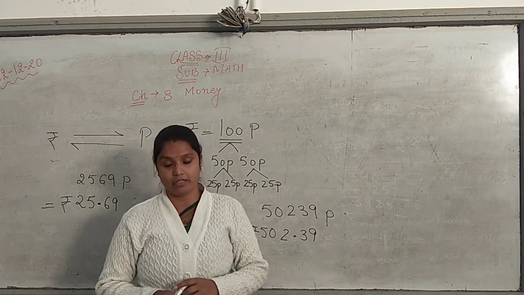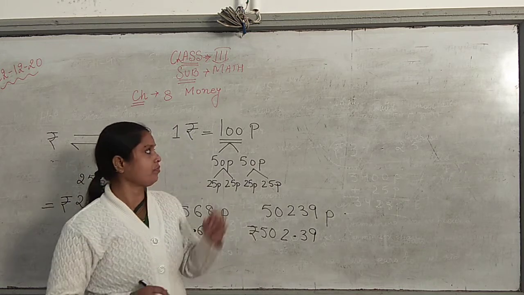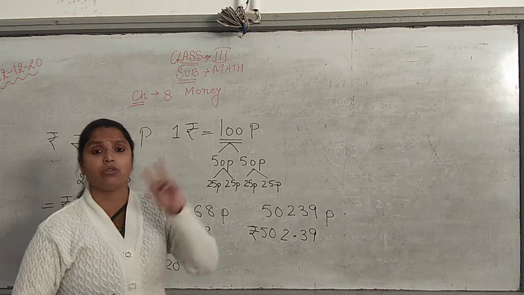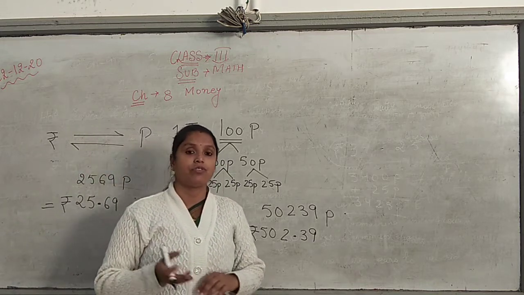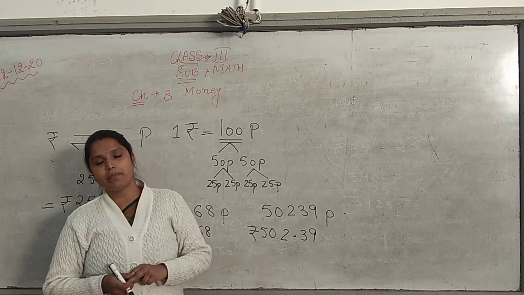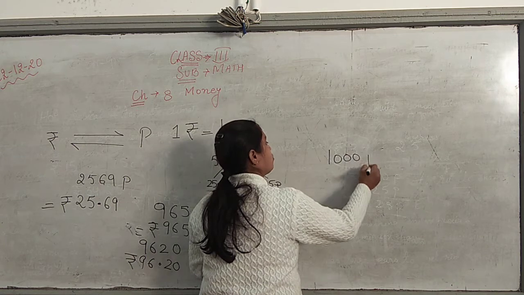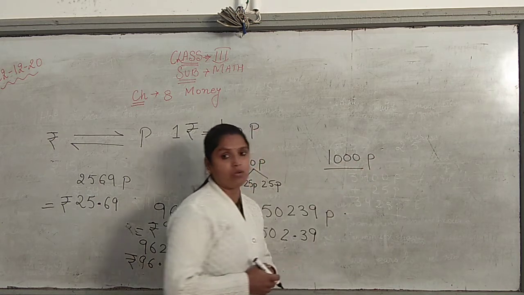Fill in the blanks. Rupees 10, how many paise? 1 rupee, 100 paise. 2 rupees, 200 paise. 3 rupees, 300 paise. So 10 rupees will give you 10 hundreds of paise. How do we write that? We write like this. So 10 rupees has 1000 paise.